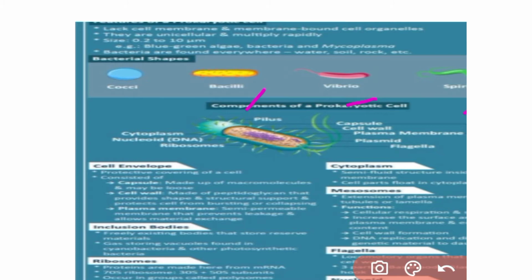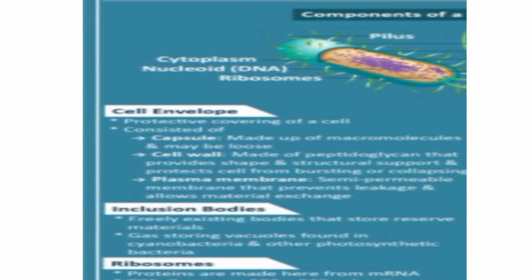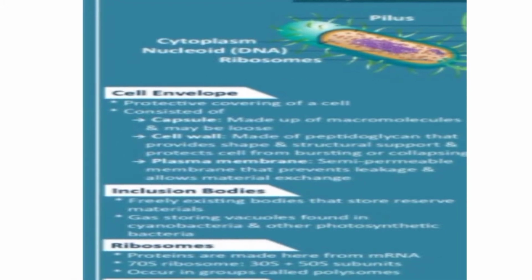Here, cytoplasm has nucleoid or DNA. The cell envelope, a protective covering of the cell, consists of capsule, cell wall and plasma membrane. Then inclusion bodies are freely existing bodies that store reserve materials, and gas-storing vacuoles are found in cyanobacteria and other photosynthetic bacteria.